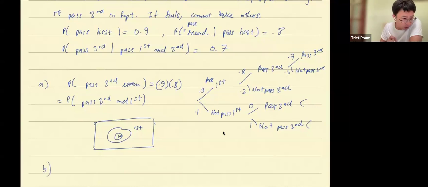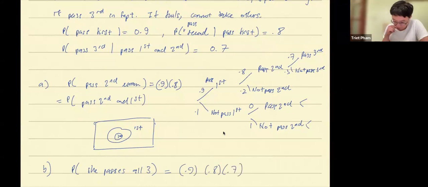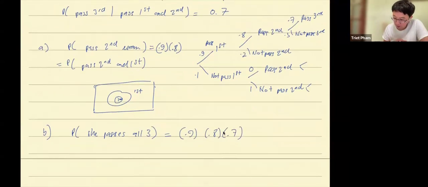So part B, I guess, which is the first question in the textbook anyway. What's the probability she passes 3 exams? Would that just be 0.9 times 0.8 times 0.7? That's correct, right? Any question here?